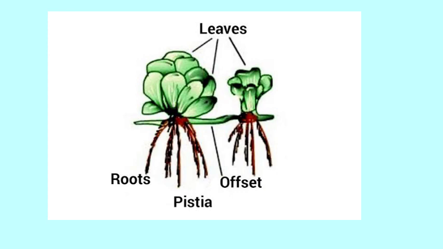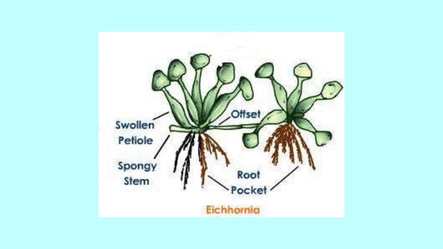Let's check the diagrammatic representation of offsets. In Pistia, the nodal regions contain balancing roots on the lower surface and rosette leaves on the upper surface, with balancing roots having root pockets. In Eichhornia also, the nodal regions contain balancing roots on the lower surface and leaves on the upper surface. Whenever these offsets separate from the original or source or mother plant, they can survive as new individual plants, which is called vegetative propagation or vegetative reproduction.